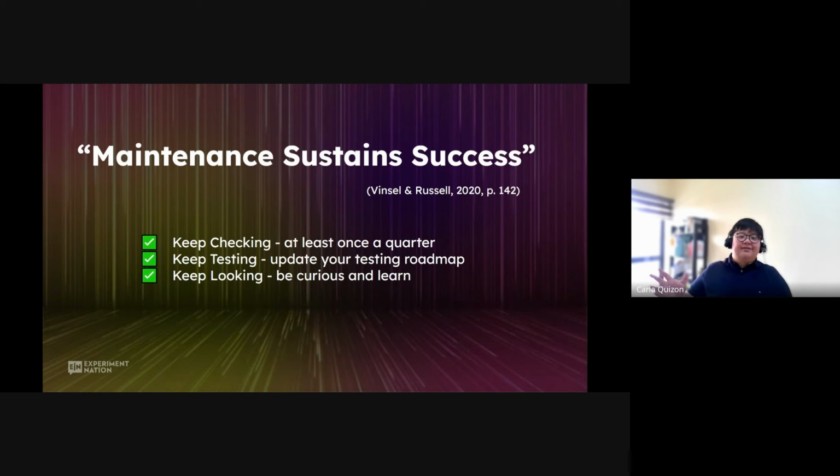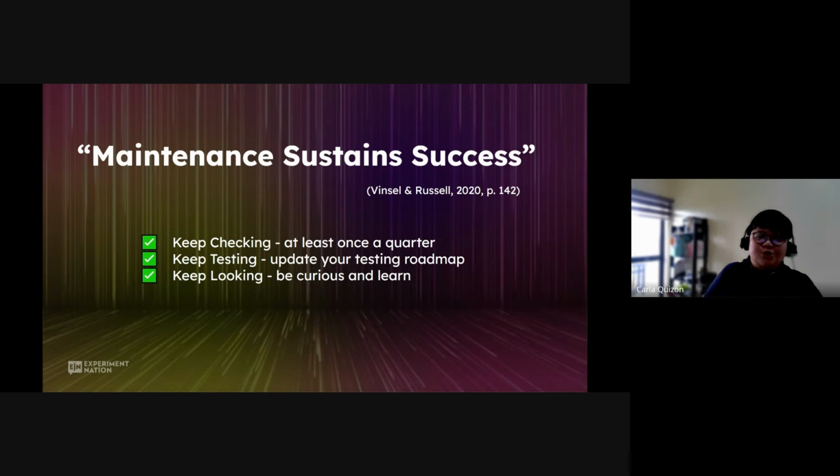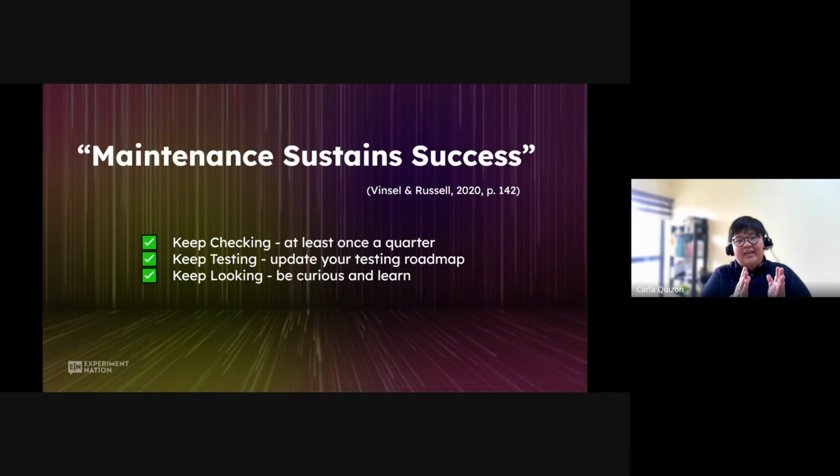I have been reading this book titled The Innovation Delusion by Vinsel and Russell, and I think it pretty much sums up another constant step among the options that I presented to you earlier when working with low traffic sites, that we always have to be in a maintenance mode forever. Always. What I mean by that, we need to be periodically checking the pages, especially if we ship out a change, because something may have changed in a certain amount of time.